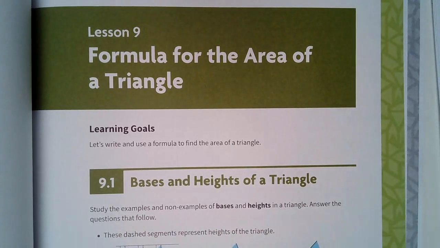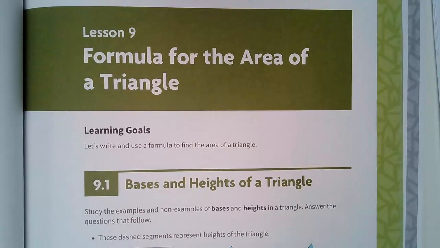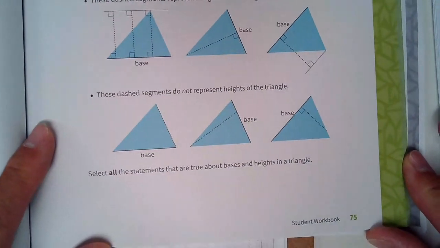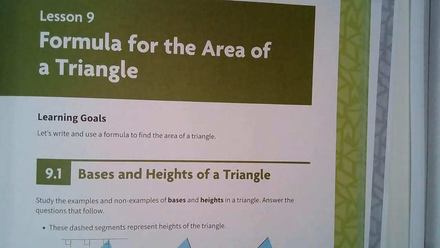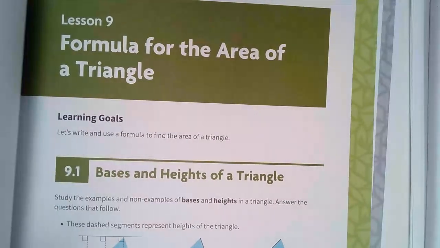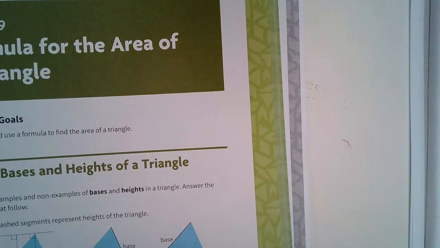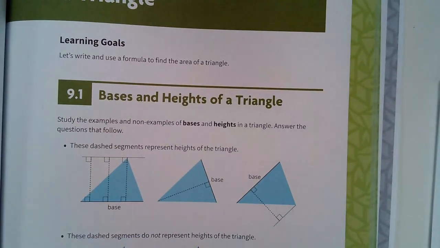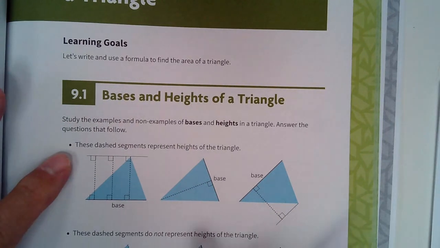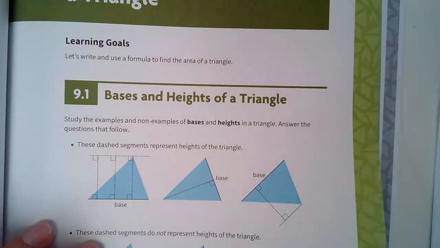So lesson 9 for the 6th graders here, unit 1, and we're on page, looks like 75. So it's talking about the formula for the area of a triangle. So let's look at this here really quick. It says study the examples and non-examples of bases and heights.